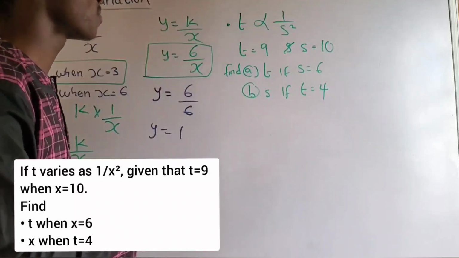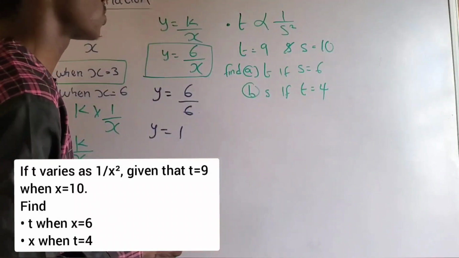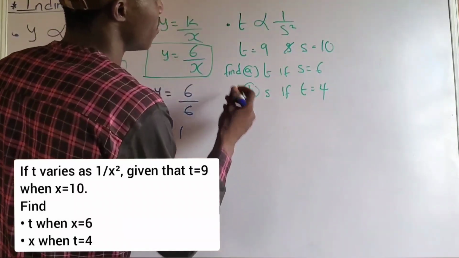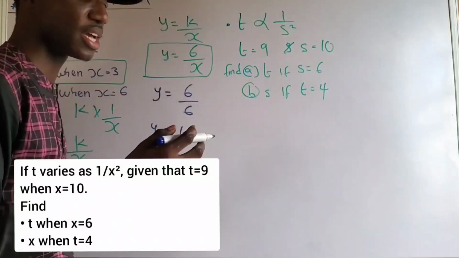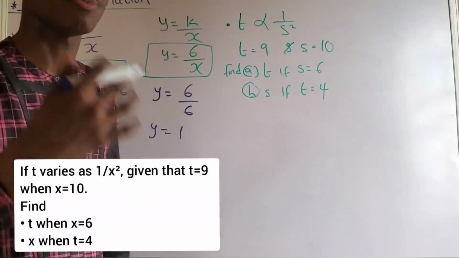Because we've been given the mathematical expression, all we have to do now is change this variation sign to an equals sign, and because of that we have to introduce a proportionality constant.